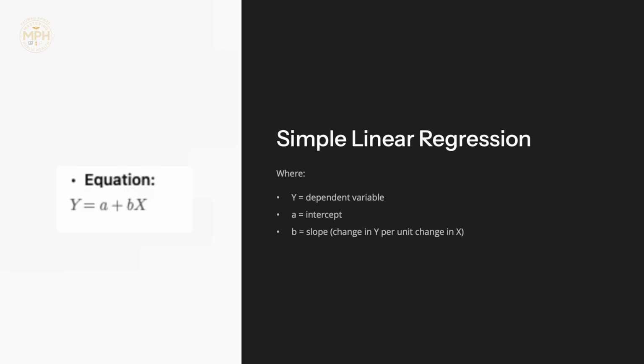The equation is y equals a plus b times x, where a is the intercept and b is the slope, the change in y for every unit increase in x. Regression lets us predict the outcome and quantify the effect of a predictor.